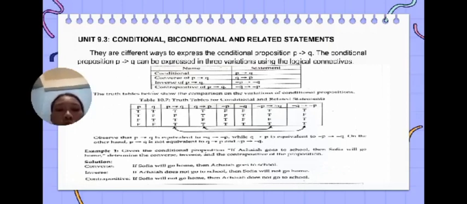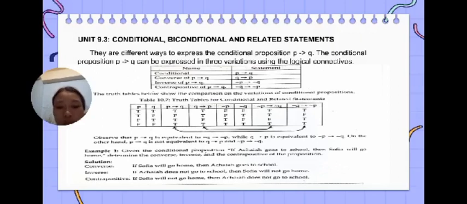So the converse of the sentence is if Sophia will go home, then Akea goes to school. Converse means that if Q then P, so switch the second part of the sentence with the first part. So converse is if Sophia will go home, then Akea goes to school.